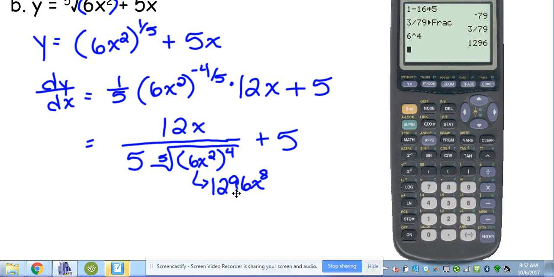Is 1296 divisible by 32? Trying to simplify this. That's 2 to the 5th. What's 3 to the 5th? I bet that's not going to simplify. 1296 divided by 243. I'm not going to get too hung up in this. I just want to see. Yeah, I don't think it's going to simplify.